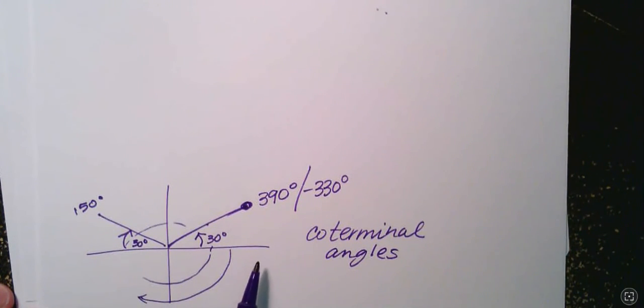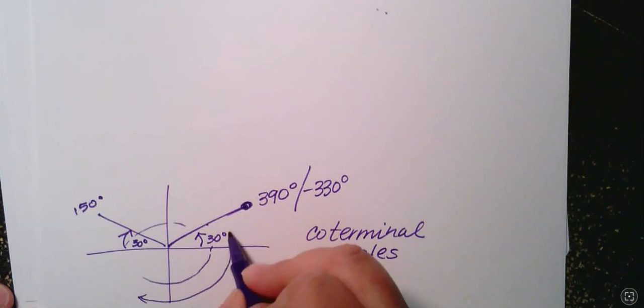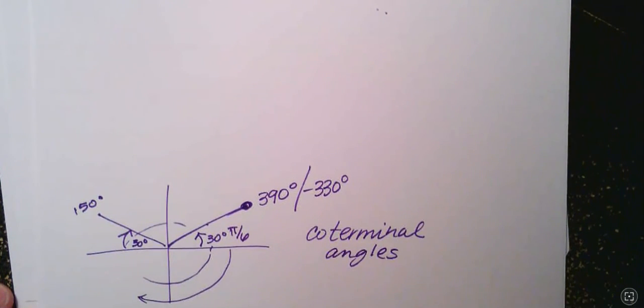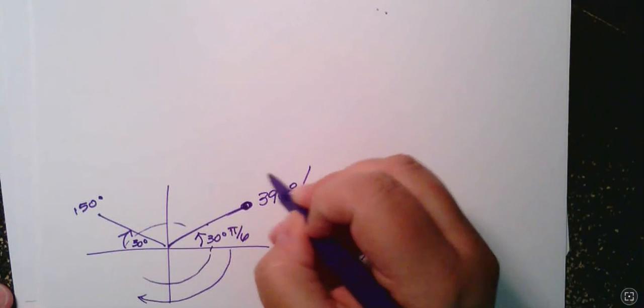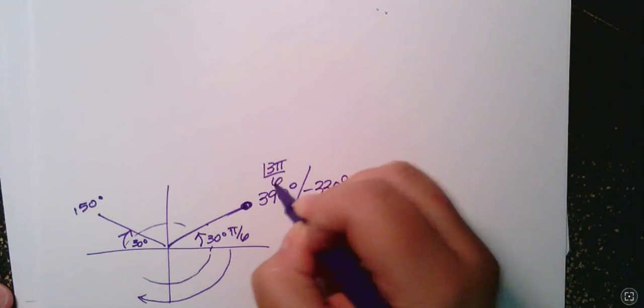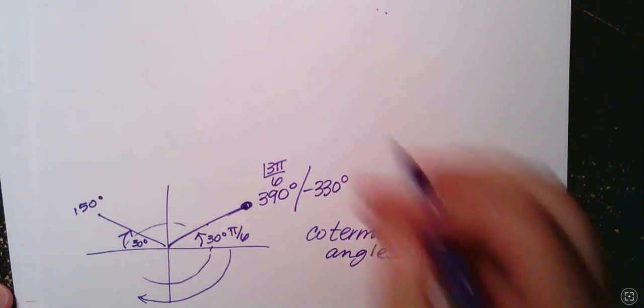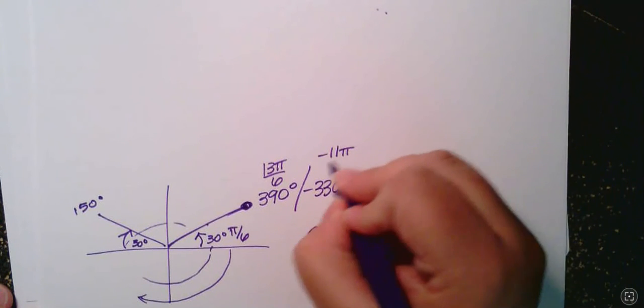So if you add or subtract 360, or 360 times 2, or 360 times 3, or 360 times 4, or 360 times 5, etc., you're going to get to another angle that has those same values. Same is true for radians. This would be pi over 6, and that would also be the same as 13 pi over 6, or the same as negative 11 pi over 6.